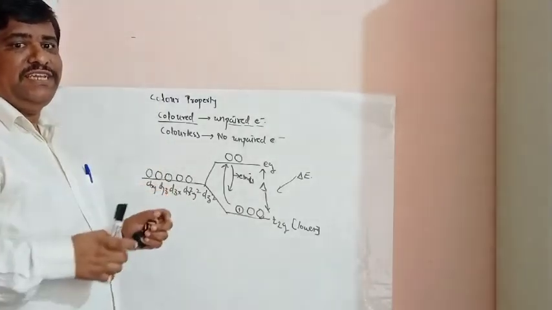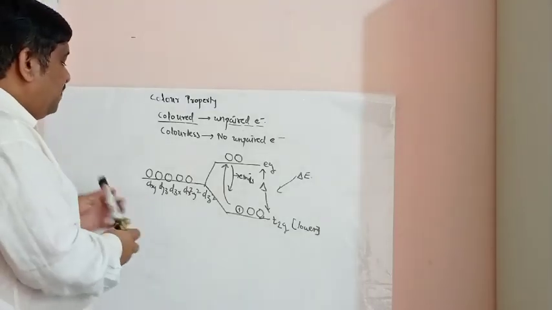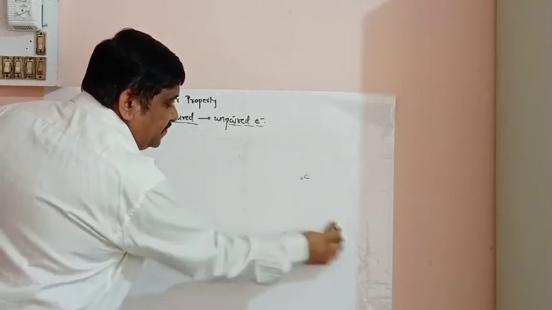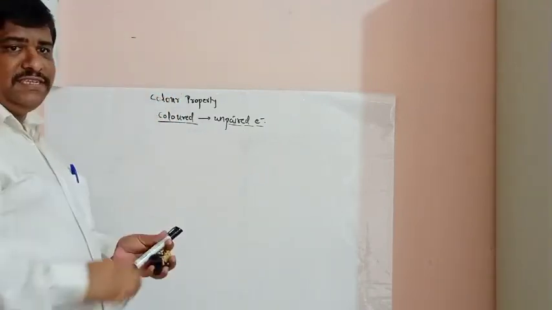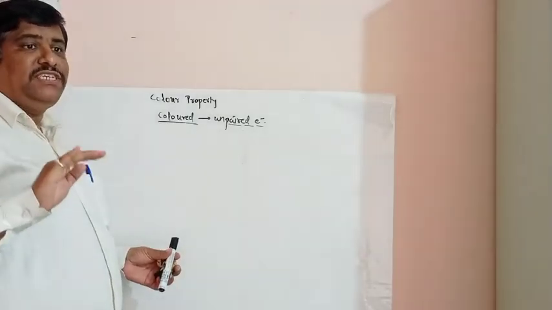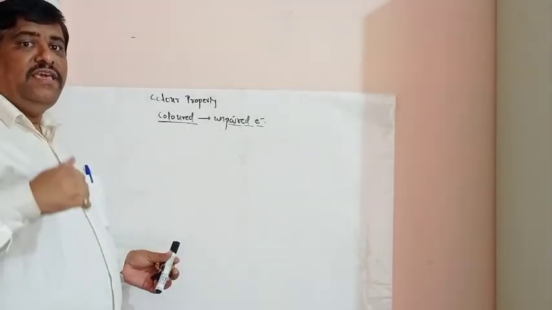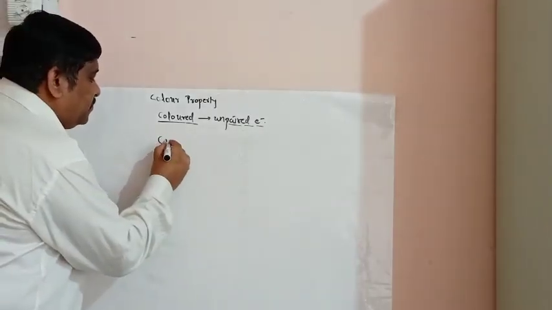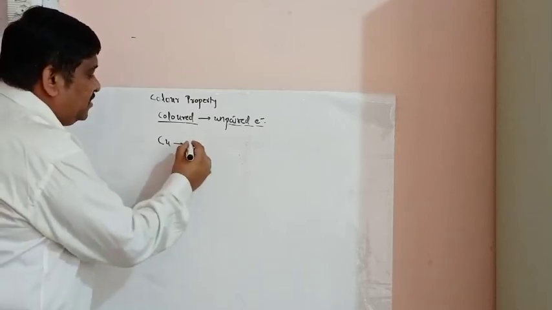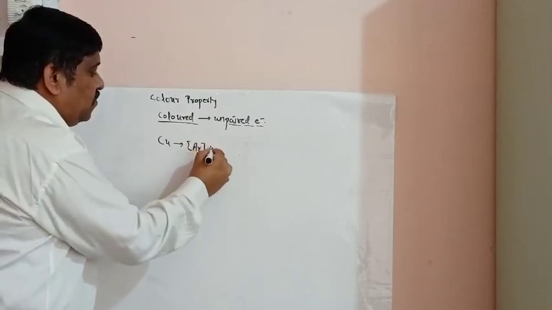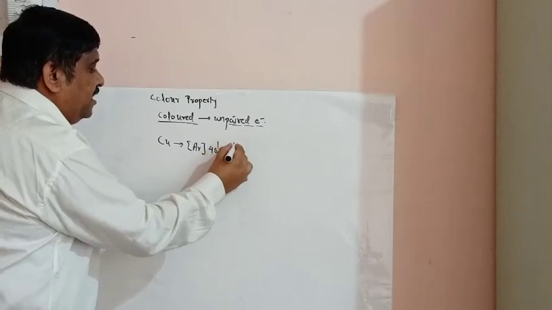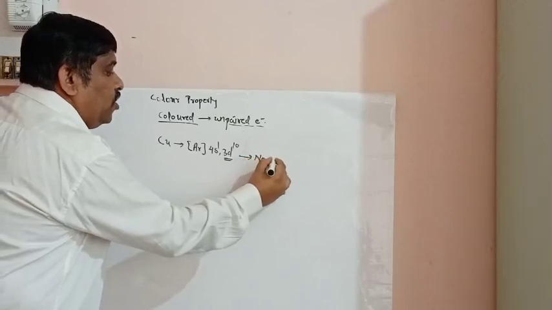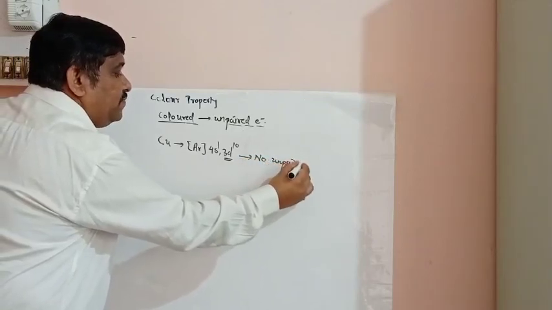Other than this, one more question can be asked. Look here, we have discussed that unpaired electrons are required. But in the 3d series of d block elements, there are some elements which don't have unpaired electrons. For example, copper. What is the electronic configuration of copper? Argon 4s1 3d10. So this 3d10 means you don't have unpaired electrons. No unpaired electron.